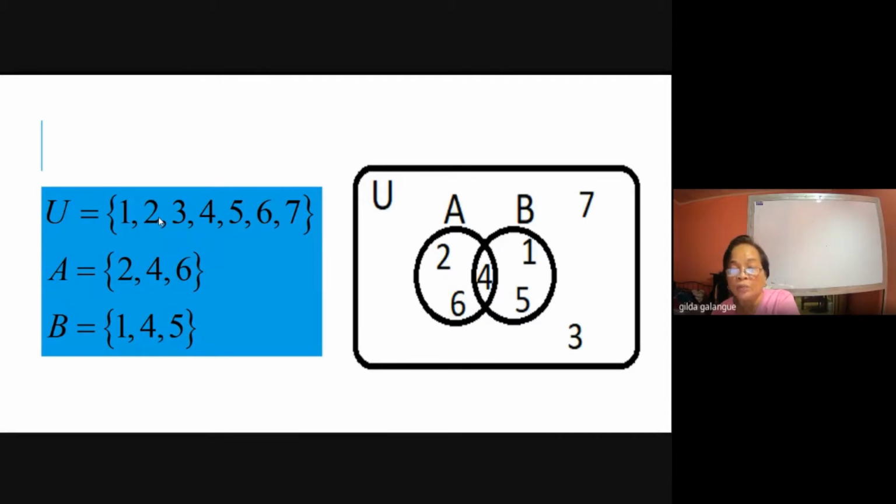Now, looking at the universal set, for A and B, we have only 2, 4, 6, 1, and 5. In the universal set, we have 1, 2, 3, 4, 5, 6, and 7. The missing numbers are 3 and 7, and we need to place 3 and 7 outside the circles of set A and set B, but inside the universal set.